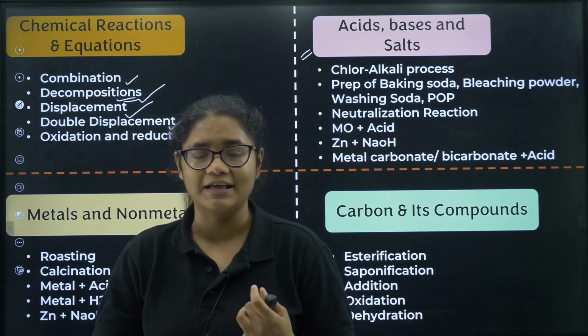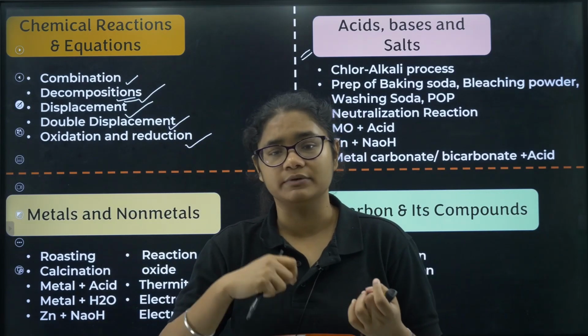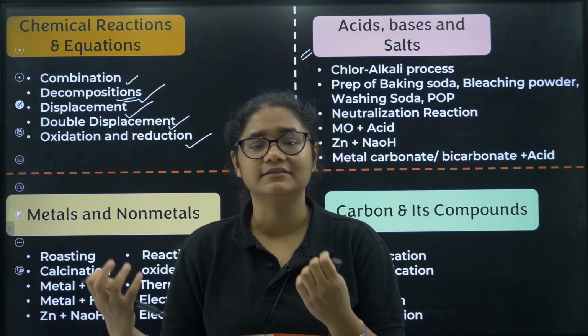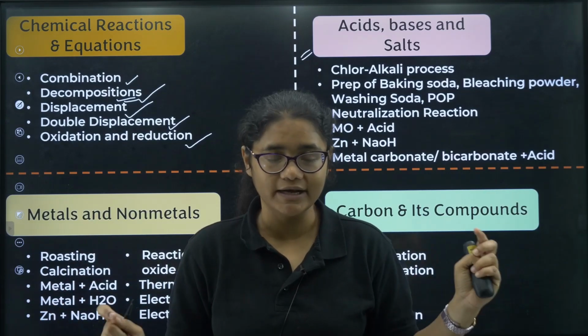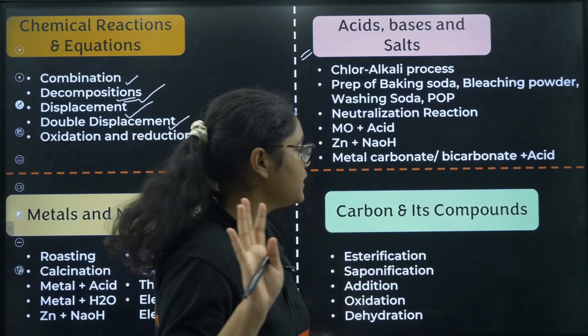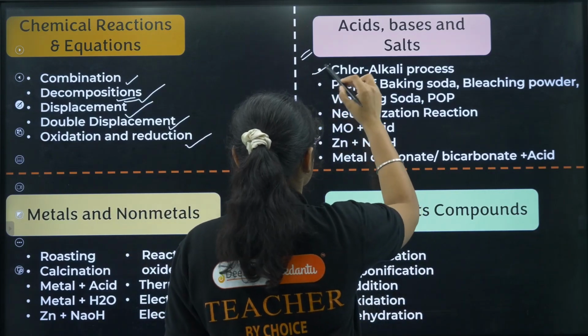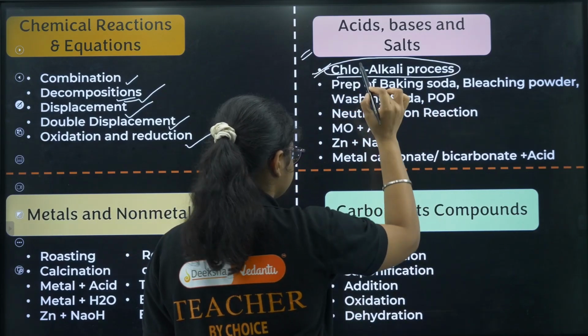You have reactions of acids with metals, acids with non-metals, metals, bases reactions, acid-base reactions. So many reactions are there, right? But we have to focus on all the important reactions. So the first one is your chlor-alkali process.